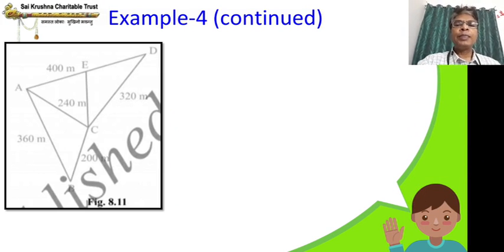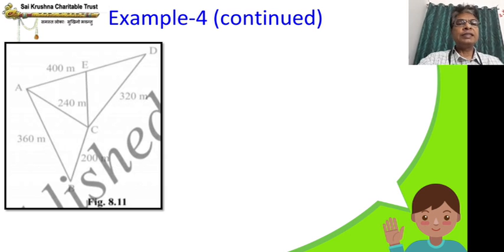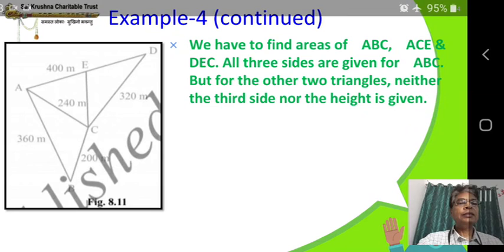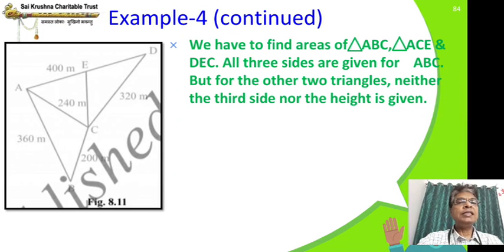So, there are three triangles you can see: ABC, ACE, ACD. Let us proceed with the example. We have to find areas of triangles ABC, ACE and DEC. Because in ABC it is wheat, and in ACE and DEC onion plus potatoes have been grown in equal areas. So, as per the question, ACE and ECD are equal.